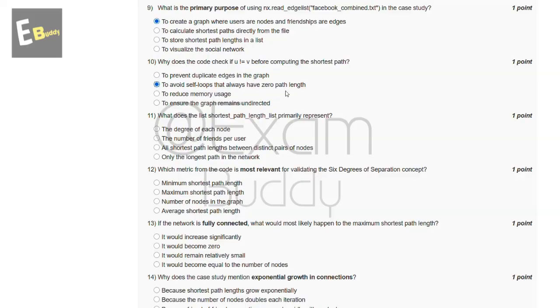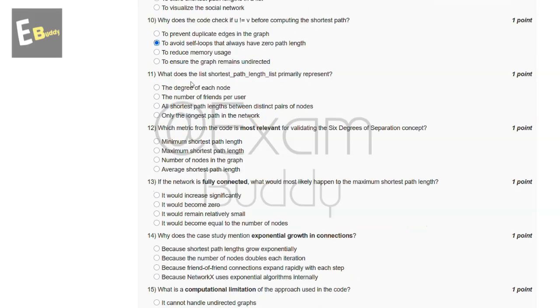And now let's go to our question number 11. What does the list shortest_path_length_list primarily represent? So these are the options, and the answer to our 11th question is C. All shortest path lengths between distinct pairs of nodes.